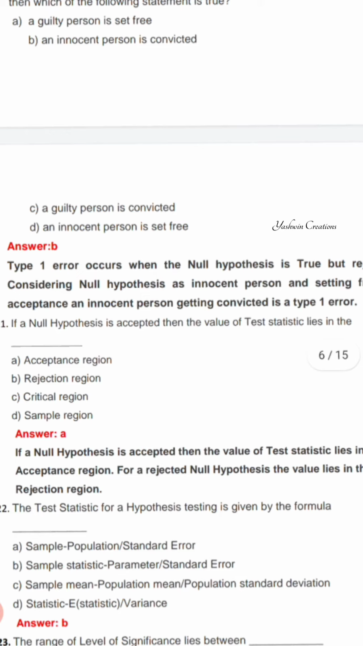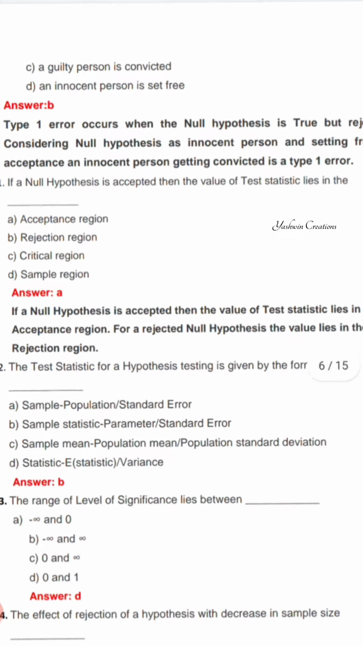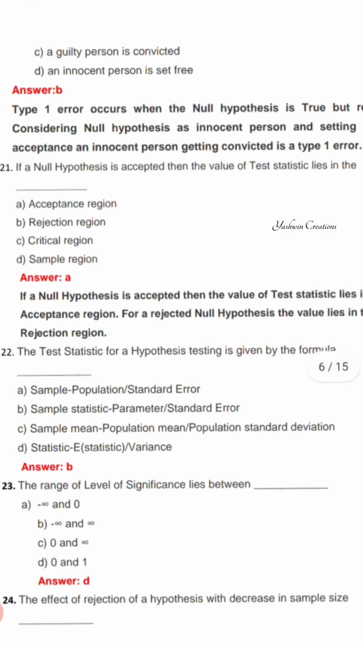Next, the question is: the test statistic for hypothesis testing is given by what formula? The formula is sample statistic minus parameter divided by standard error. The range of level of significance lies between 0 and 1. Once again, I repeat, the range of level of significance lies between 0 and 1.